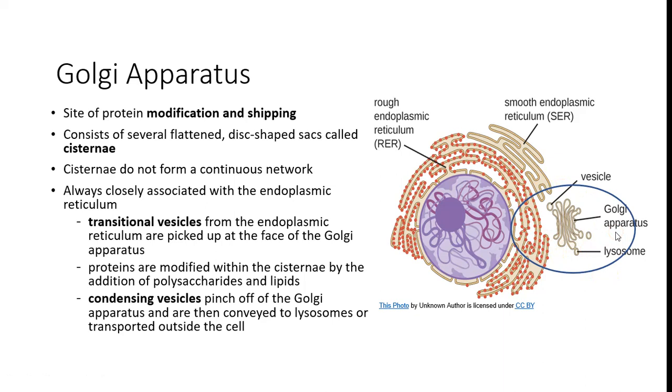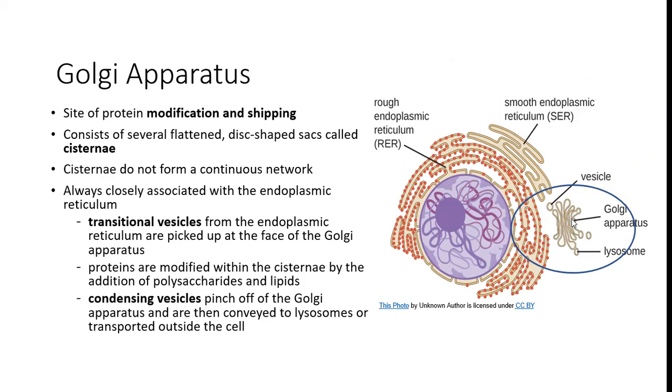It looks like folded pancakes, if you will. Each of those is a disc, and each disc is called a cisterna, or cisternae for plural. So unlike the ER, which is a continuous network, each one is its own flattened sac or disc. Now, what happens here is the ER will have some transport vessels that will come in, and they will be picked up by the Golgi apparatus.